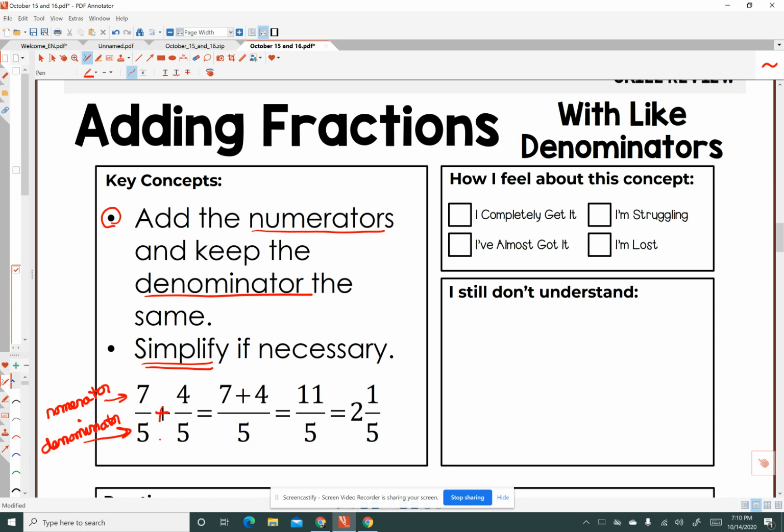So we keep the denominator, so we don't add the 5 and the 5, we just keep the denominator, but we do add the 7 and the 4. That gives us 11/5. Now, we see that's an improper fraction, and the question is, how many fifths are in 11? So we can use division, and 5 goes into 11 2 times, because 2 times 5 is 10. We subtract, we have 1/5 left over, and that's how we get from here to the mixed number.